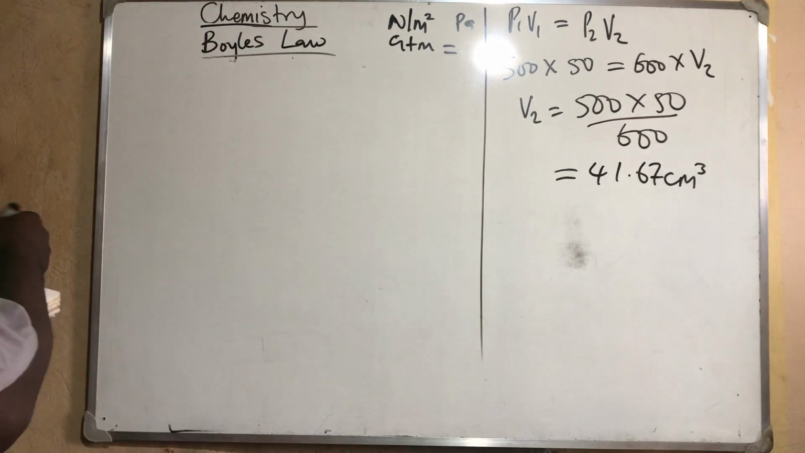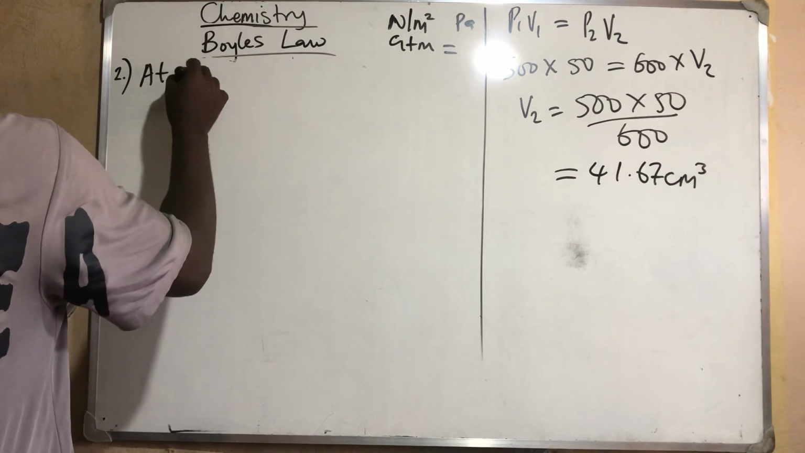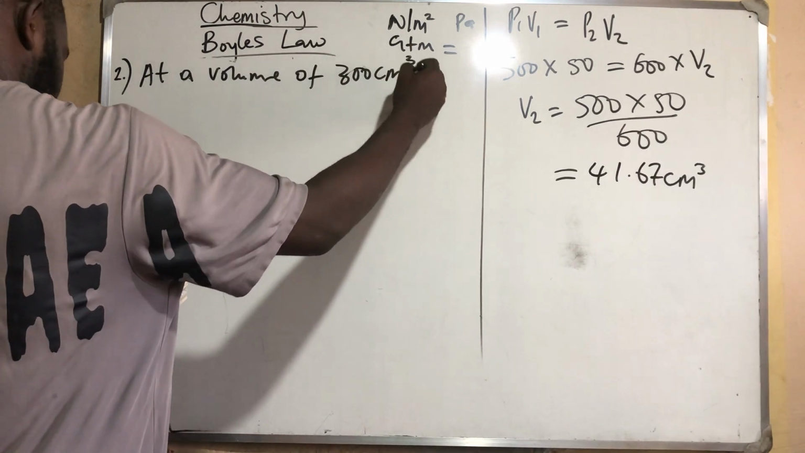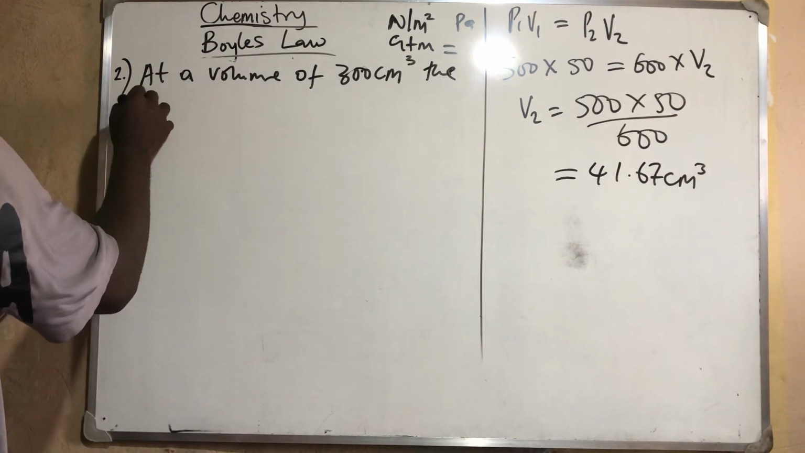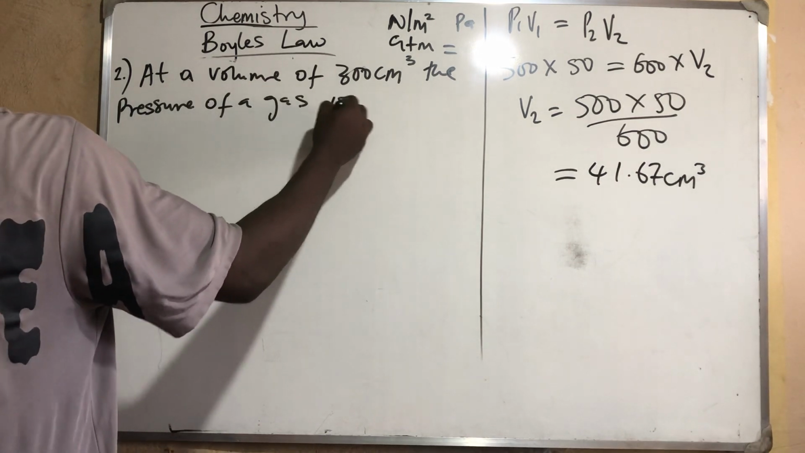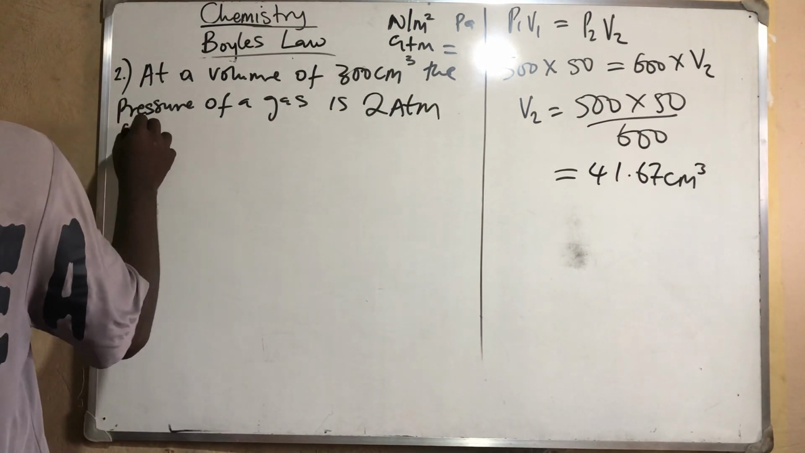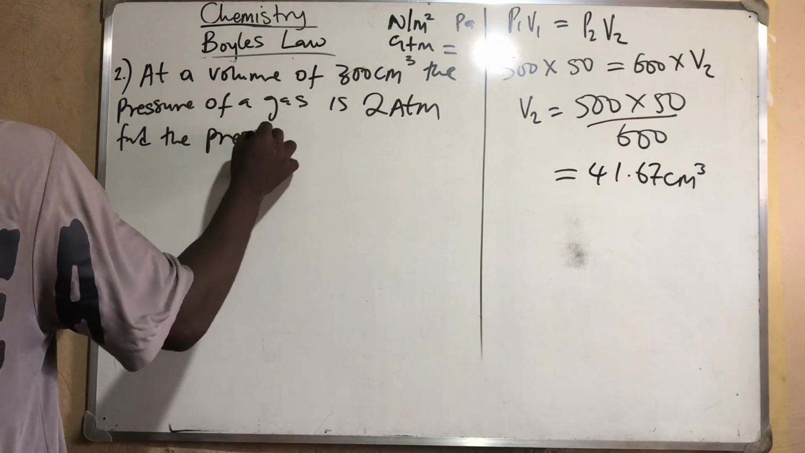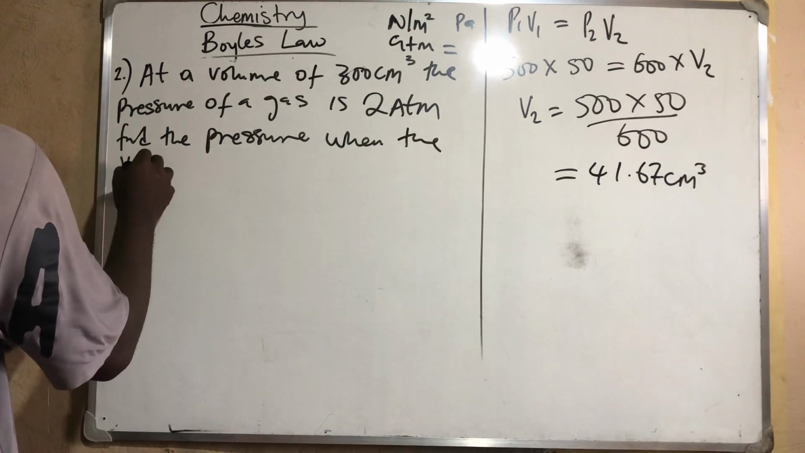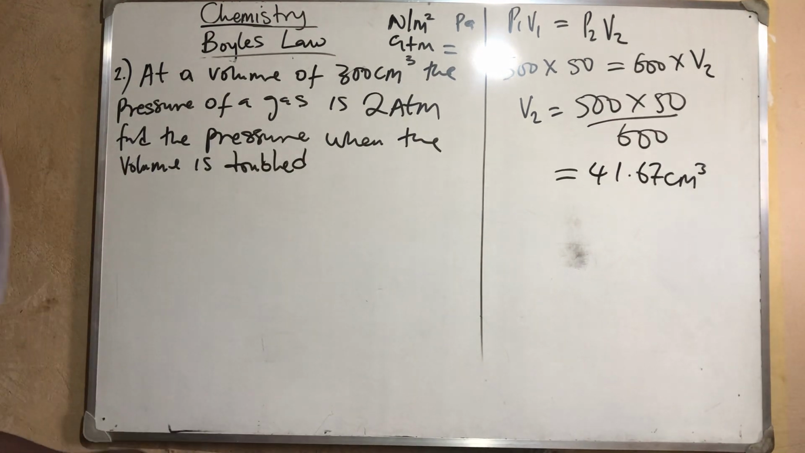The next question, number 2, said: at a volume of 300 cm cube, the pressure of a gas is 2 atm. Find the pressure when the volume is doubled. Okay, this is very simple.